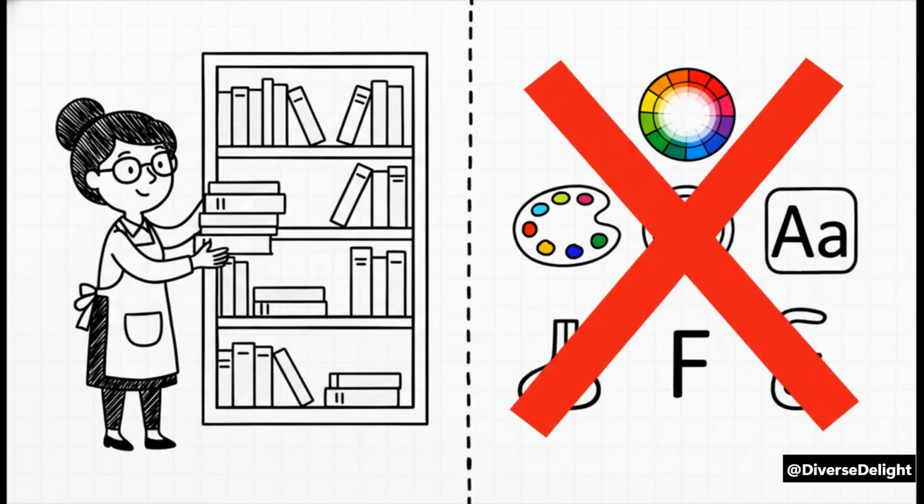And this is the absolute key to the whole story. HTML was never, ever built to handle visual design. Things like colors, fonts, spacing, layout, that wasn't its job. You can think of HTML as a librarian, organizing the information, not as an interior designer picking out the drapes.